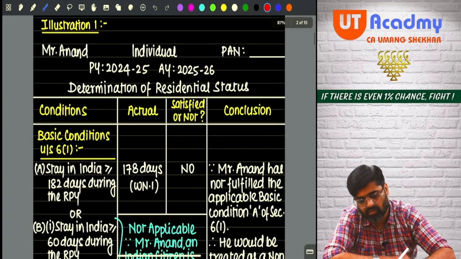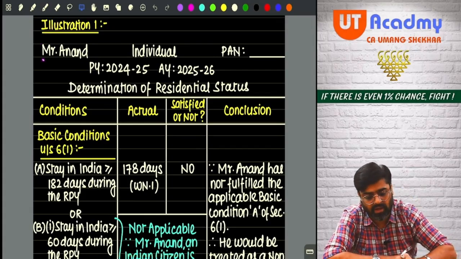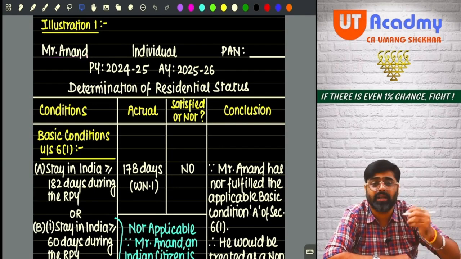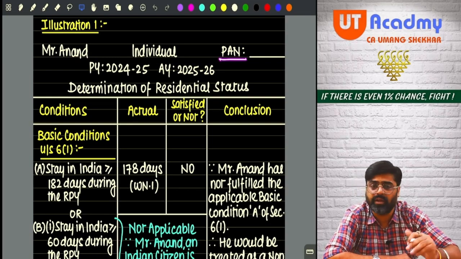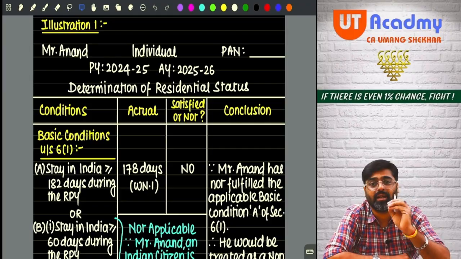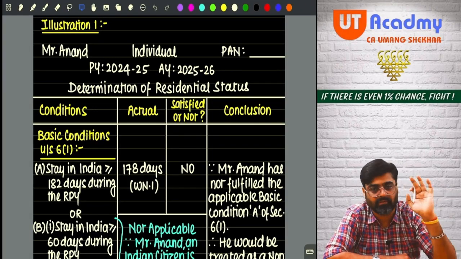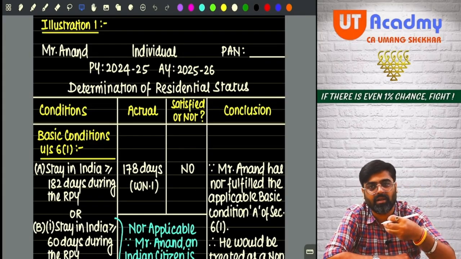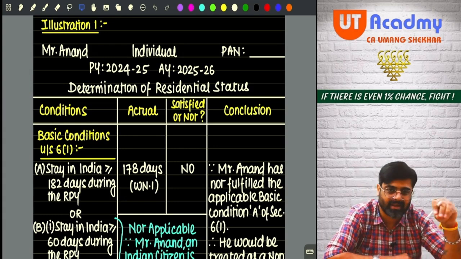Illustration number 1. Now, what is the name of the assessee? Mr. Anand. What is his status? He is an individual. What is his permanent account number? We don't know. Dash. Then why are we writing? Just to make the presentation a little bit better. Always write PAN and put a dash. It will never be given in the question. But just to make our presentation a little bit sweet, cute, we write PAN and then write dash.